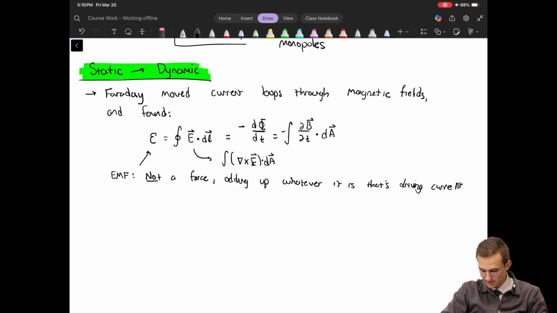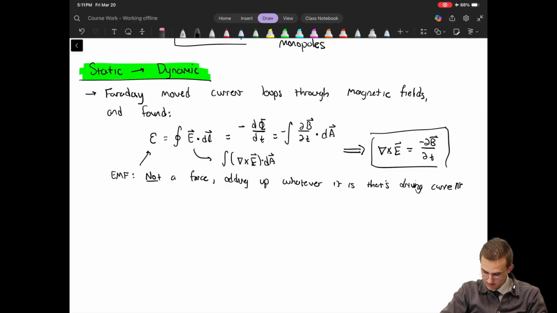And that is equal to the negative dB dt dot dA. And so then we get those two things. We can just pull out Faraday's law. It's true for any loop. So we have the curl of E is equal to minus dB dt, and that is Faraday's law. Let me write this down a little bit cleaner. Faraday's law.